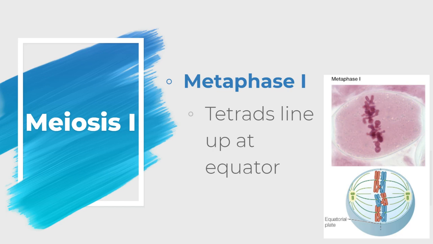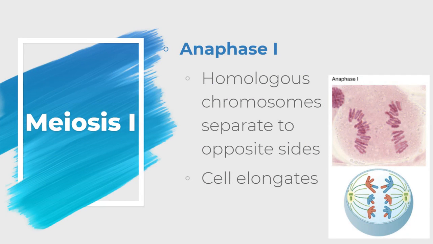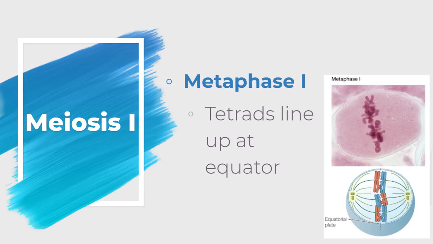The second phase of meiosis 1 is called metaphase 1, and this is kind of like it is in mitosis where the chromosomes are lining up in the middle of the cell, but this time they're lining up as tetrads. So we have the homologous chromosomes lining up next to each other, in pairs instead of single file. Also, in metaphase 1, we have the spindle fibers that are coming and attaching to those centromeres again.